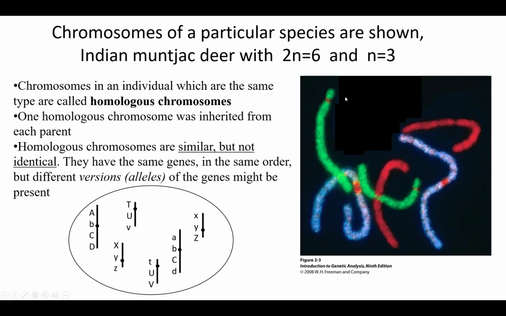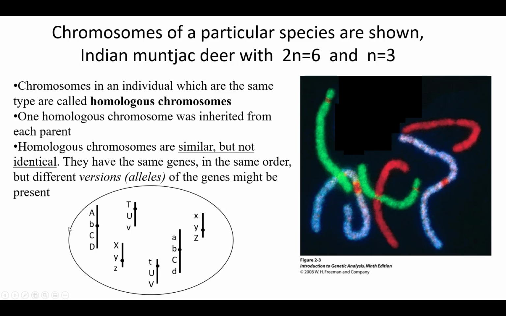So for example, if one gene, just say gene A, was found right here near the end of this green chromosome, you would also find a gene A near the end of the homologous chromosome. So they have the same genes, the same order of genes, but they might have different versions or different alleles of those genes present on those separate homologous chromosomes.